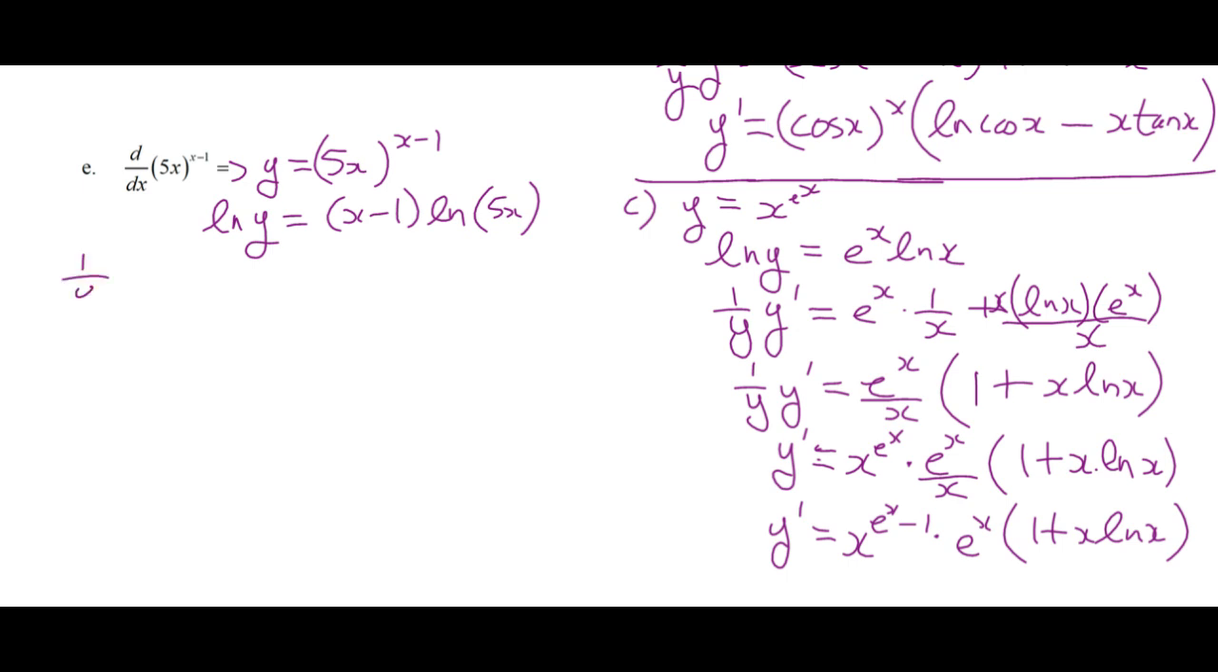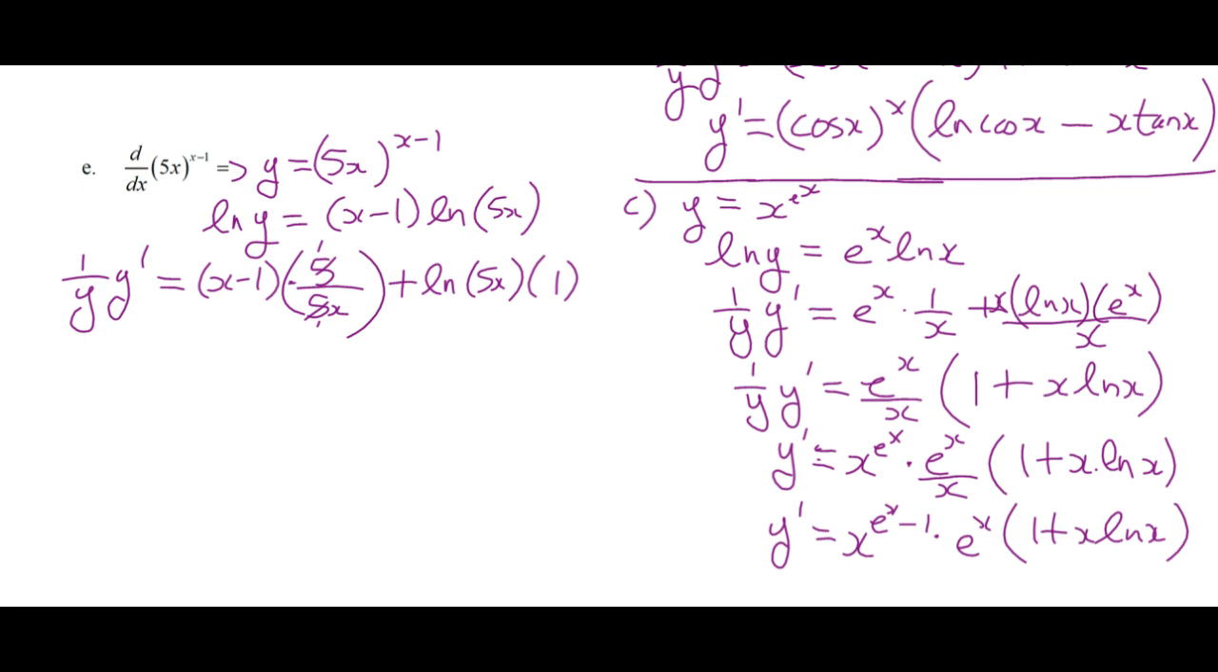Then it's x minus 1 times 1 over 5x times 5. I'm just going to, so we know the derivative of ln 5x is 1 over 5x times 5. So I'm just going to write it as 5 over 5x. And then they're going to cancel. This will just end up as 1 over x plus ln 5x times 1. Write that in or not if you like. This is just 1 over x.